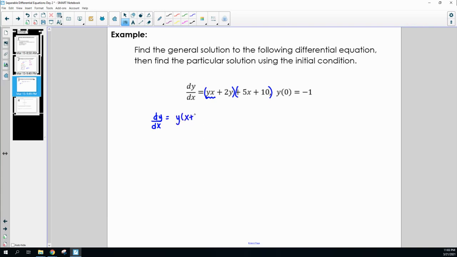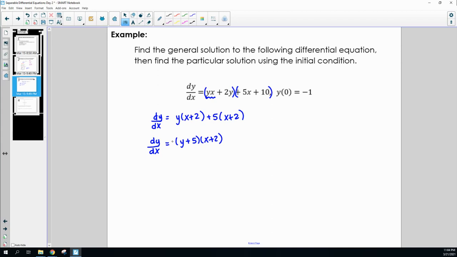So now I have x plus 2. And then here I'm going to pull out a 5, and I have x plus 2. So this will be dy over dx equals y plus 5, x plus 2. So from here now, we can separate the variables.